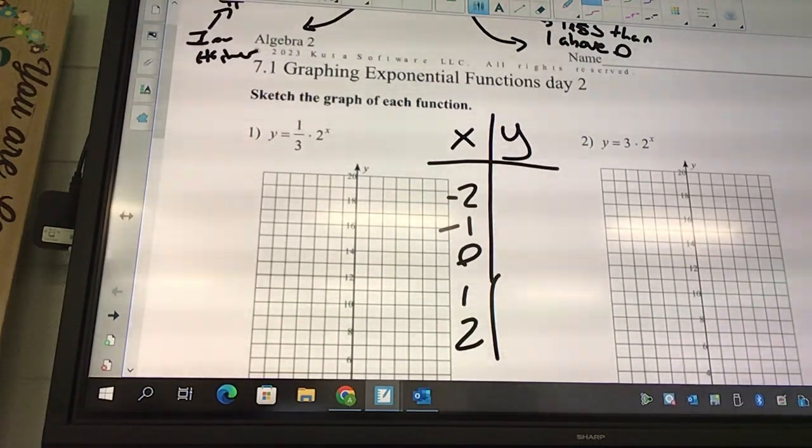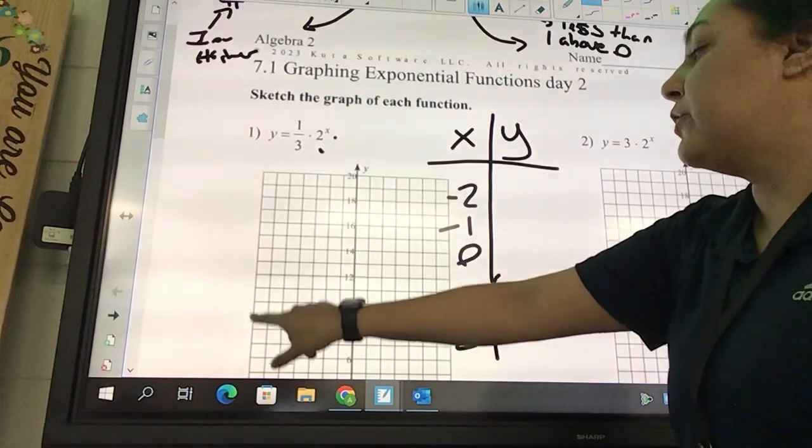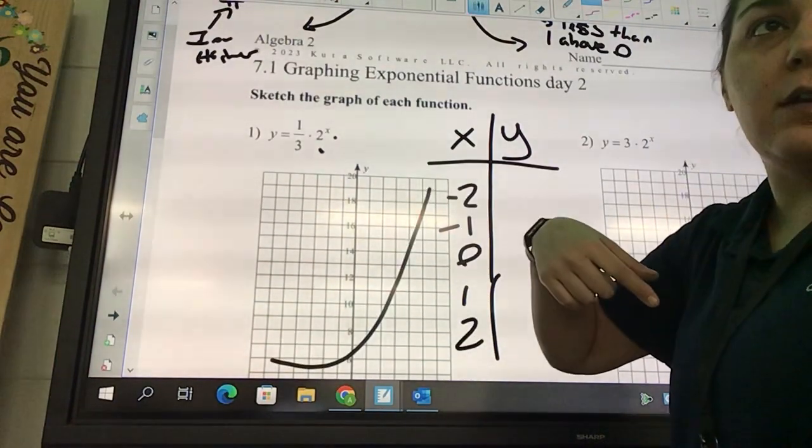And our first one is going to be what? Less than 0.003. So we're looking at the number that's attached to the x. So this is going to be growth. So our graph should look like this when we're all said and done.